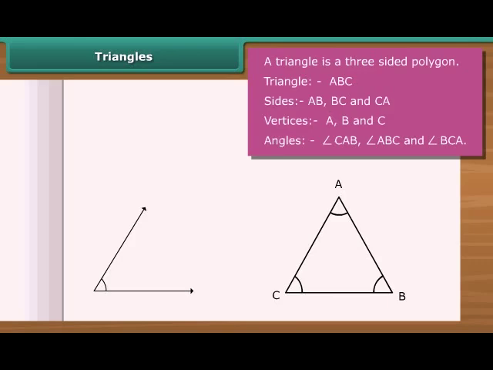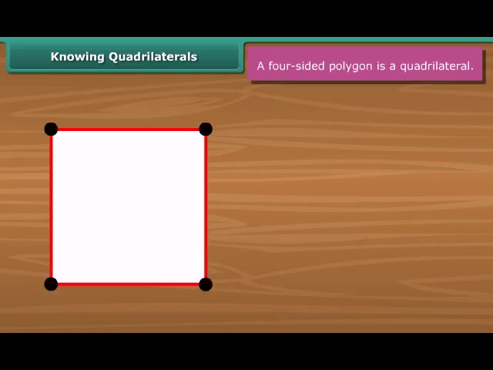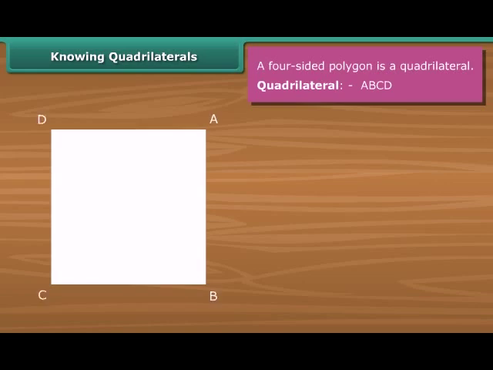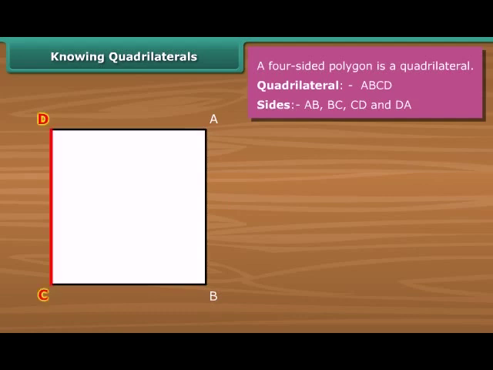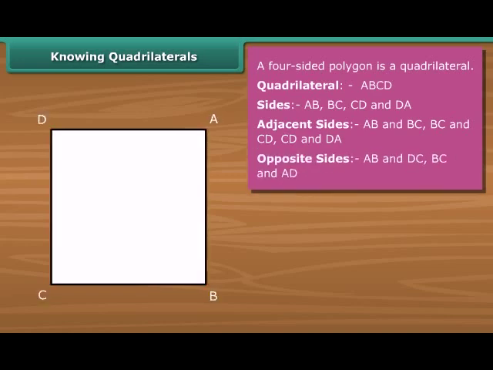The page of a book is an example of a quadrilateral. It has 4 sides, 4 vertices, and 4 angles. In quadrilateral ABCD, the 4 sides are AB, BC, CD, and DA. Sides AB and BC, BC and CD, CD and DA are adjacent sides. AB and DC, BC and AD are opposite sides.